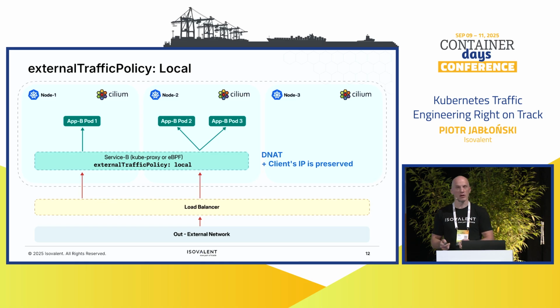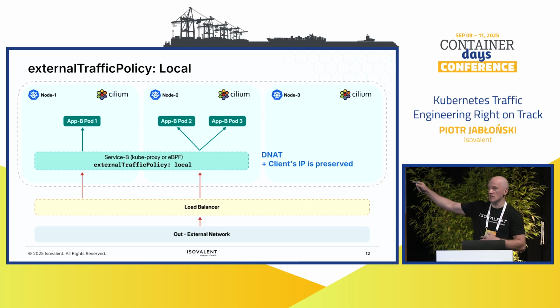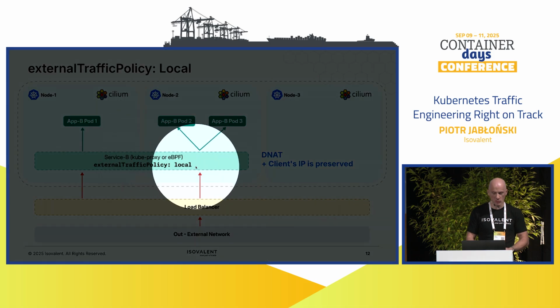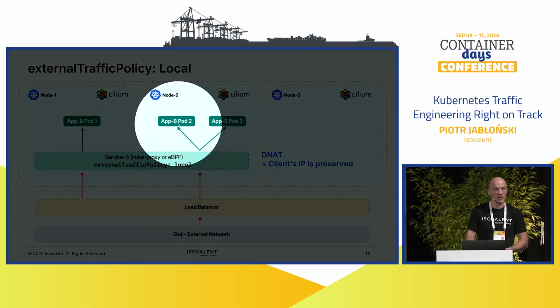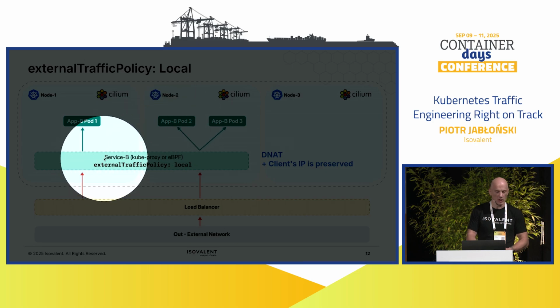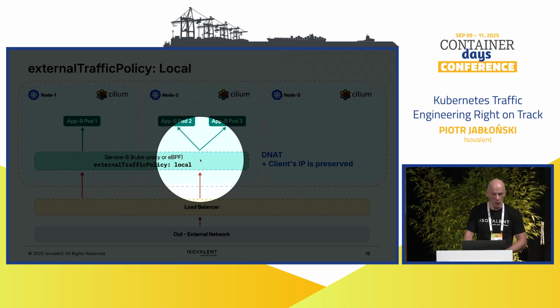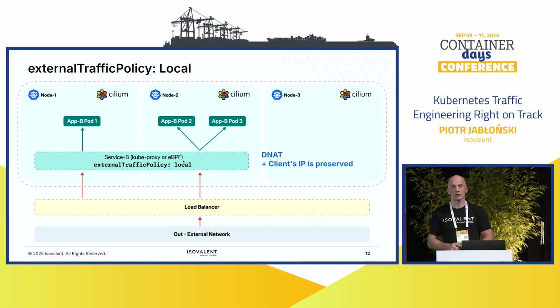In comparison, in the ETP local strategy, first of all, we just do destination NAT, but the client's source IP is preserved. Why? Because we can conserve the performance. We don't need to do the source NAT, because there is no option that return traffic from pod number 2 will cross the line between node number 2 and node number 1. So the return path is always going through the conntrack table on the same node. So thanks to that, the client IP can be preserved.